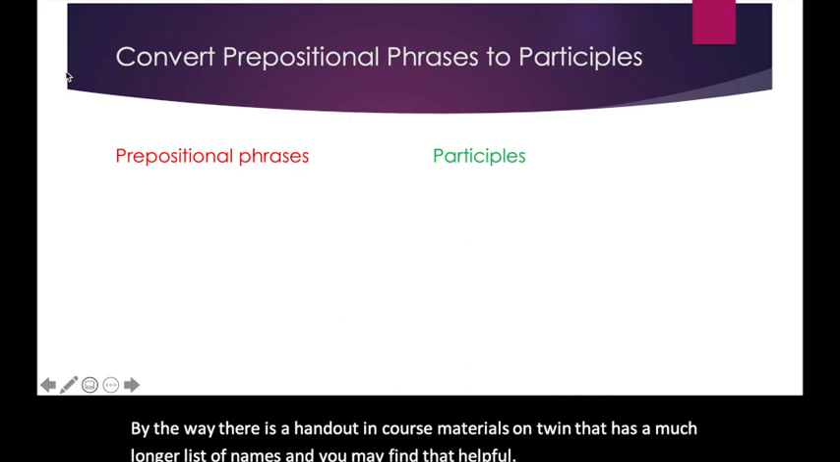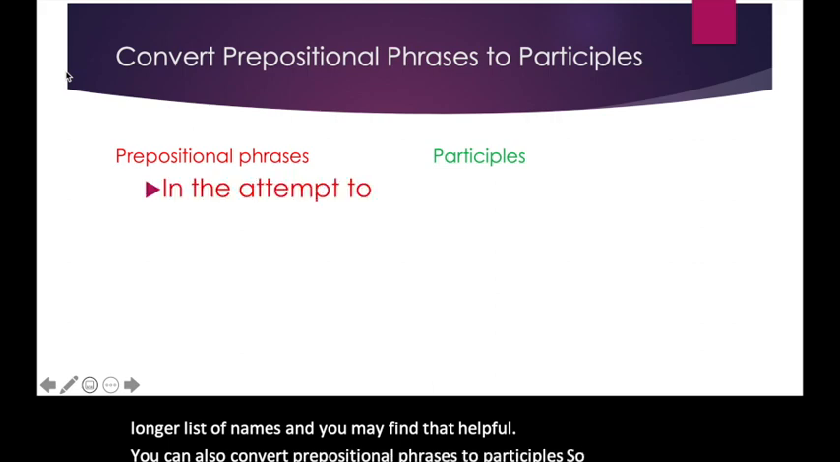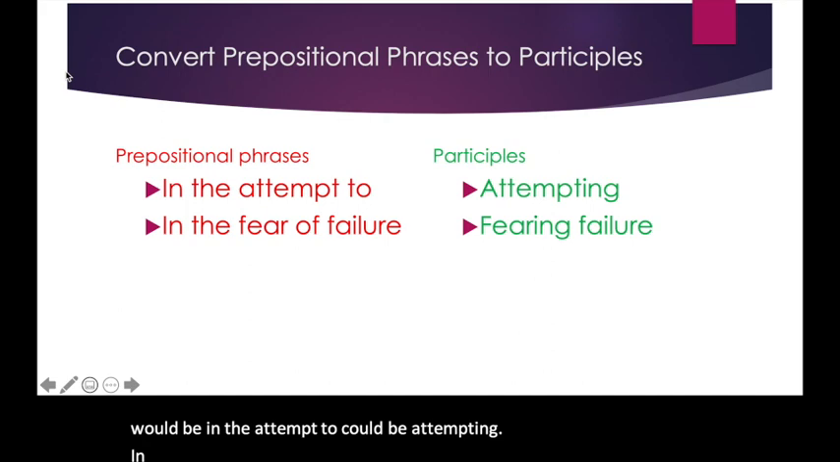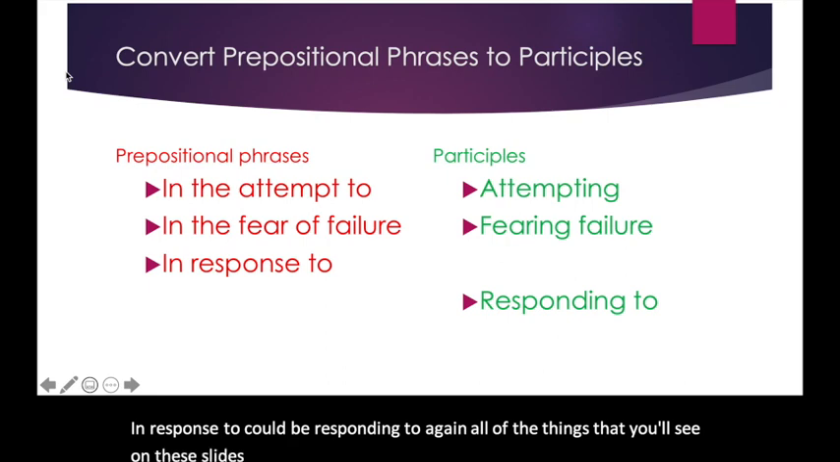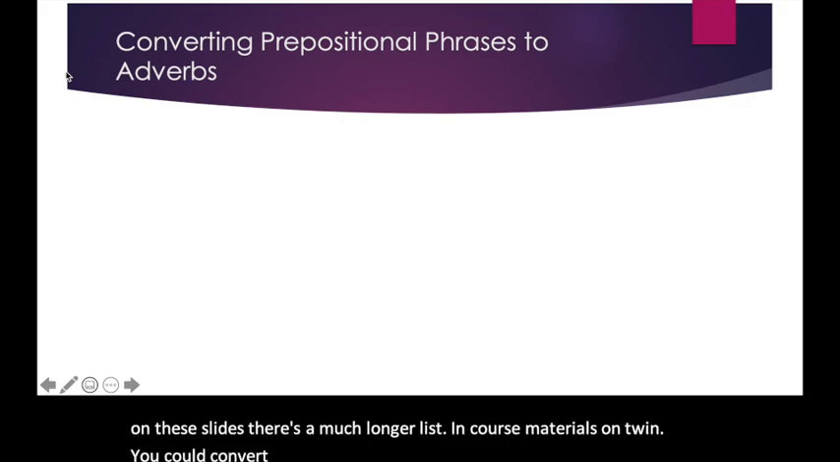You can also convert prepositional phrases to participles. So an example would be in the attempt to, could be attempting. In the fear of failure, could be fearing failure. In response to, could be responding to. Again, all of the things that you'll see on these slides, there's a much longer list in course materials on Twen. You could convert prepositional phrases to adverbs.